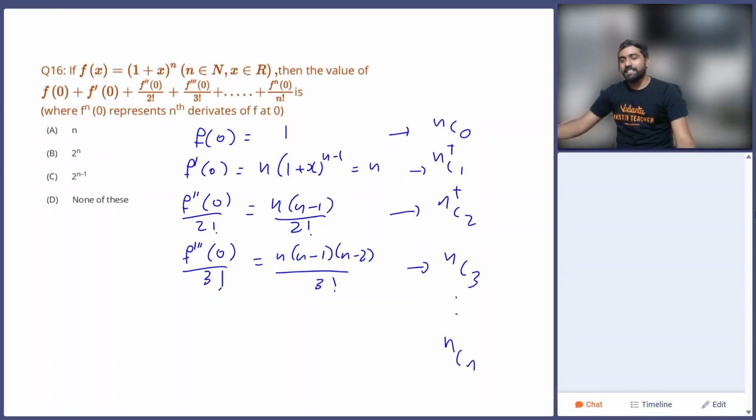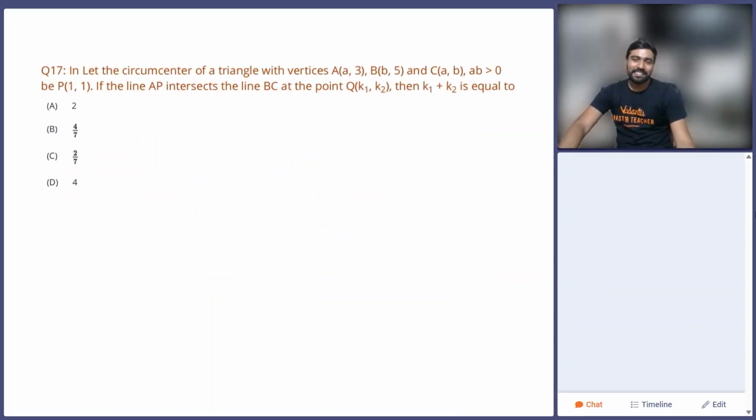And what do we know? nC0 plus nC1 till nCn, the summation, is equal to 2 to the power n. That's option B, directly the answer for this question, 2 power n. Okay. Moving on. What do we have here?